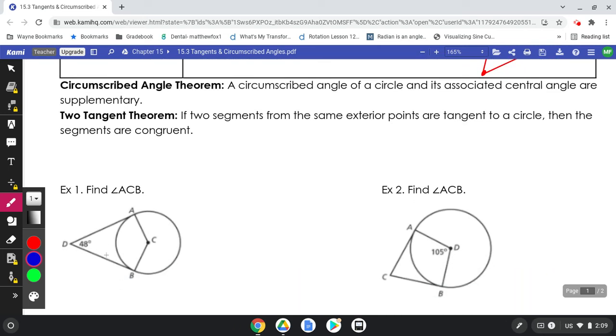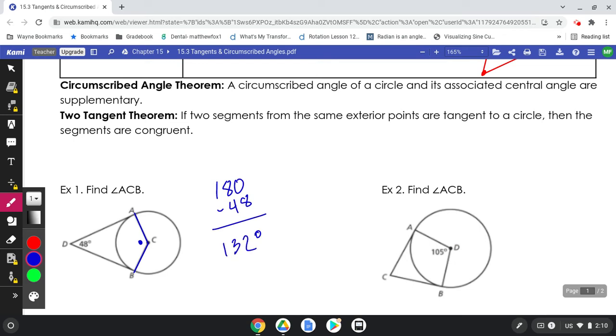So if we look here at this example, here would be a circumscribed angle, 48 degrees. We're trying to find what ACB is. So A is here, C is there, B is there. Okay, ACB, we want to know what this angle is. This angle that I just highlighted in blue is a central angle. And as it tells us here, we know that these two are going to be supplementary. They're going to add up to 180. So we can just take 180 minus that 48, and we will be left with 132 degrees.